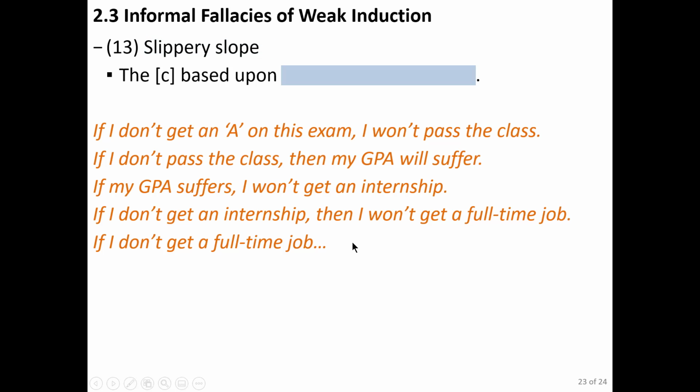The slippery slope. This is one that I come across a lot as a professor. The conclusion is based upon an unlikely chain of events. So if I don't get an A on this exam, I won't pass the class. If I don't pass the class, then my GPA will suffer. If my GPA suffers, I won't get an internship. If I don't get an internship, I won't get a job. If I don't get a job, I'll have to move home with my parents. All that's just a slippery slope. You're kind of going down this path of, yeah, it might happen, but let's not get hysterical about that stuff.